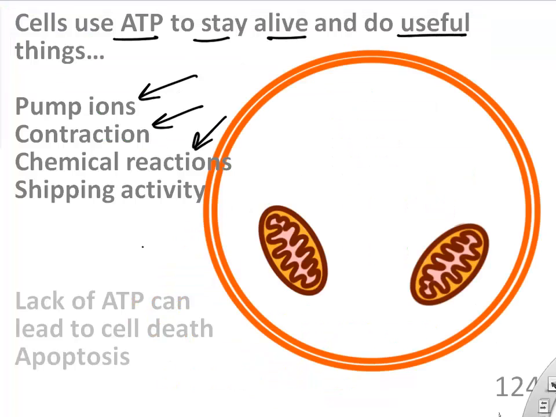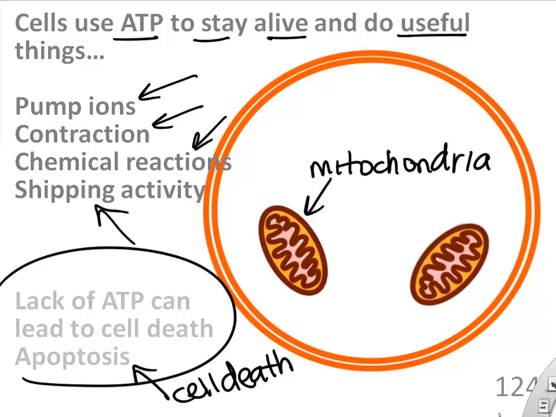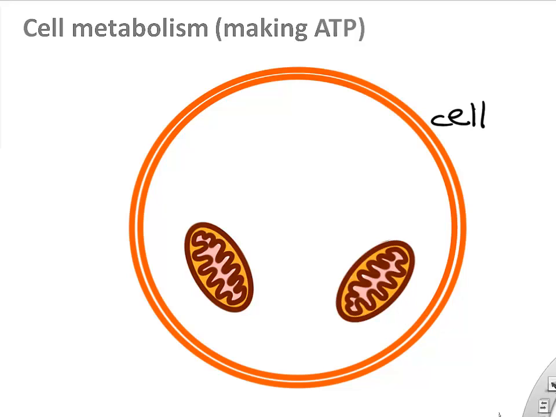Things can it do? It can pump ions around, it can contract, it can do chemical reactions, and it can process things if it has enough ATP. Most of the ATP, but not all of it, is made by mitochondria. So let's look at how our cells make ATP.